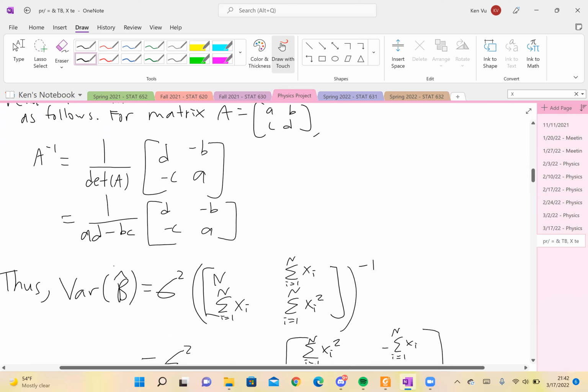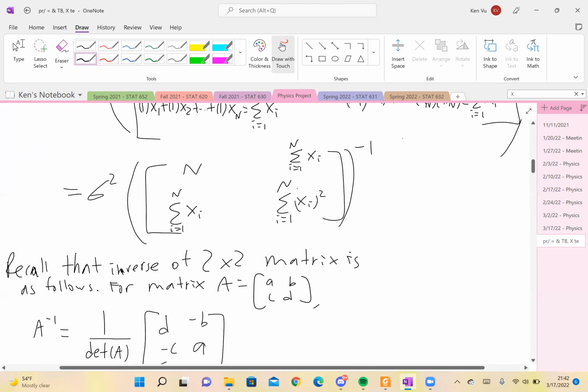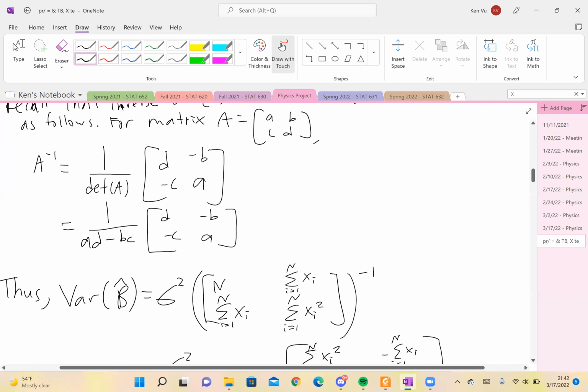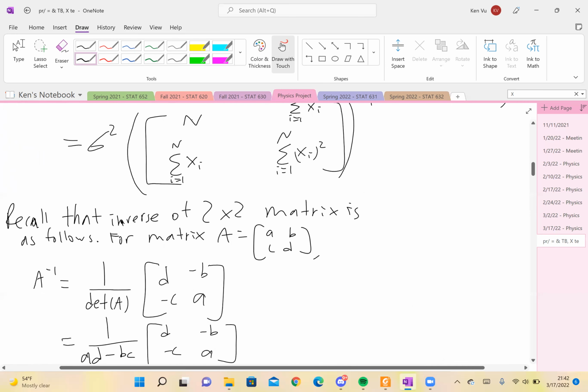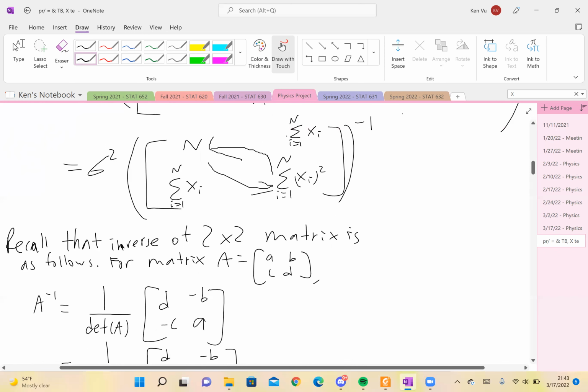So using this definition of the inverse of a 2 by 2 matrix A, use that to evaluate the inverse of this matrix in here. So doing that, essentially what happens is you switch the positions of n and the sum of the squares of the x values. So this one goes where n is, and n goes where the sum of the squares of the x values is. And then for the off-diagonal, you just add a negative sign here and here.